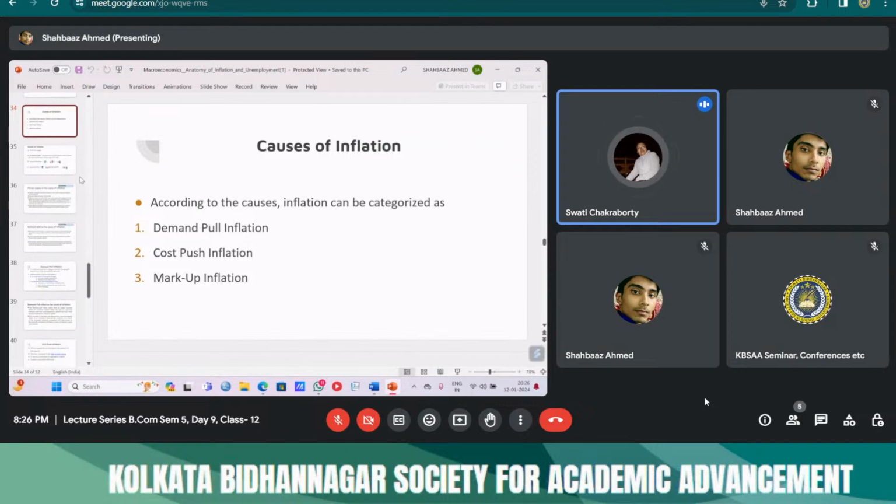So, what are the causes of inflation? Causes of inflation are broadly three types. Inflation can be categorized according to causes as demand pull, cost push, and markup inflation. Can we go to the next slide, please?